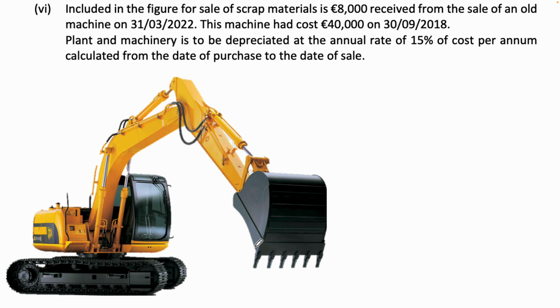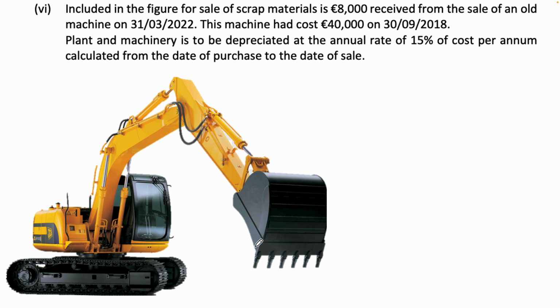Adjustment number 6 then. So included in the figure for sale of scrap materials is 8,000 euro received from the sale of an old machine on the 31st of the 3rd, 2022. Okay, this machine had cost 40,000 on the 30th of the 9th, 2018. Plant and machinery is to be depreciated at the annual rate of 15% of cost per annum, calculated from the date of purchase to the date of sale.